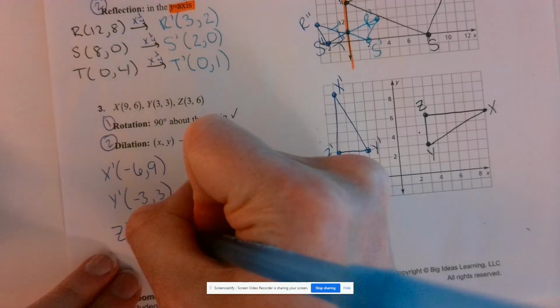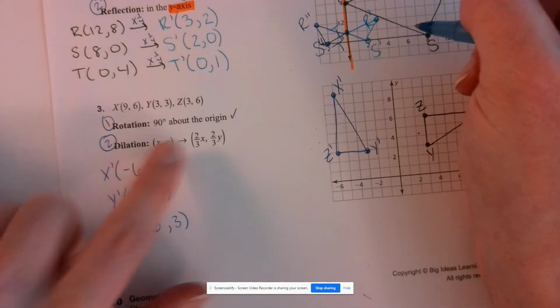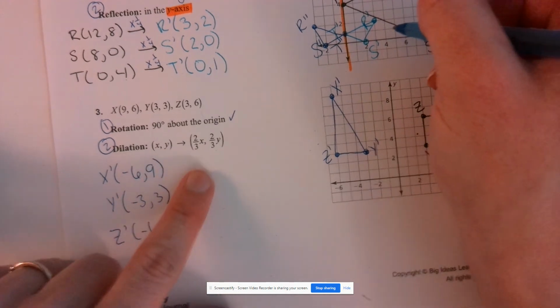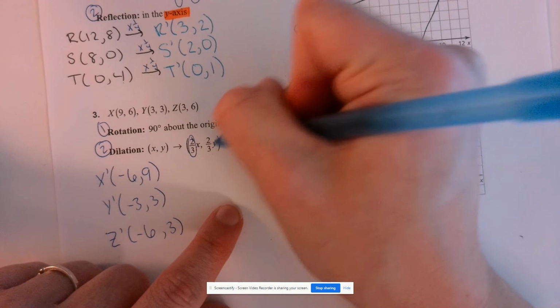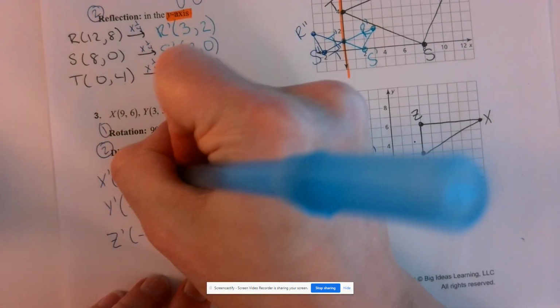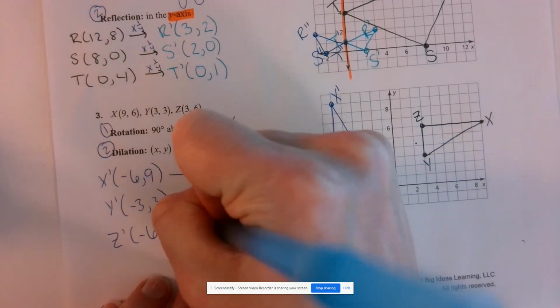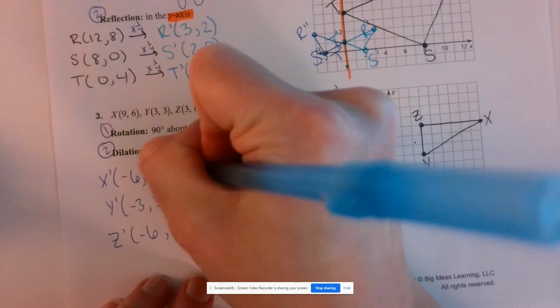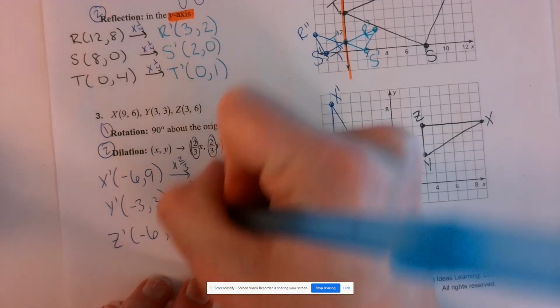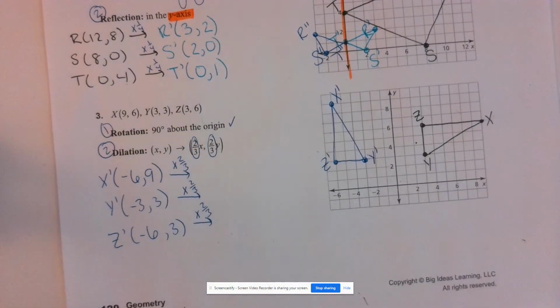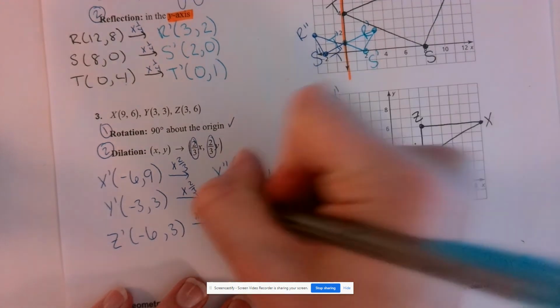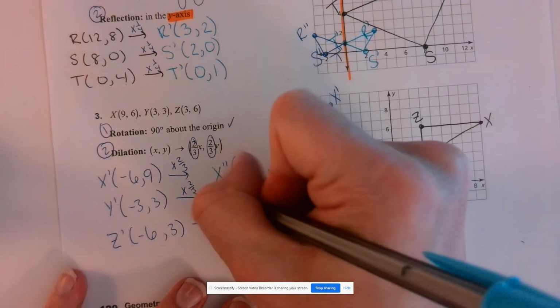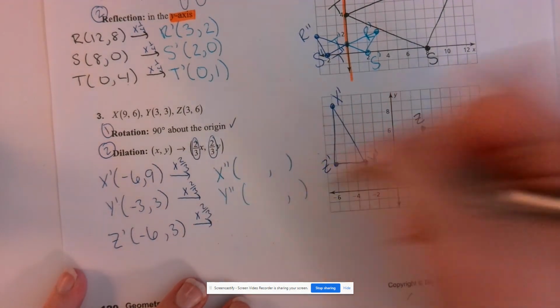To do the dilation, they tell us that we are going to multiply the x and y coordinates by a scale factor of 2/3. So to get our final image points, we're going to multiply all of our x and y coordinates by 2/3. This is a number smaller than 1, so I'm going to expect that my triangle will get smaller when I'm done.